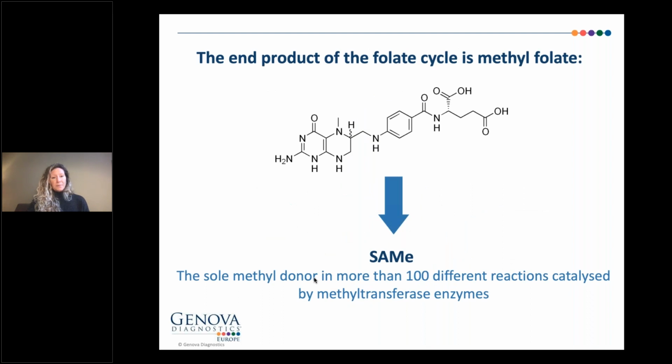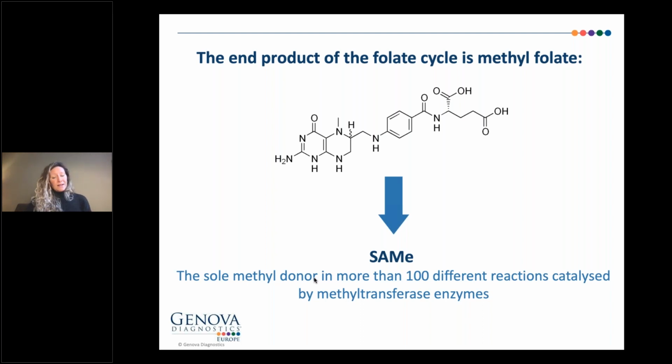So finally, the end product of the folate cycle, as we all know, is methylfolate or 5-MTHF. And this provides a methyl group to the methionine cycle for the conversion of homocysteine to methionine. And methionine will eventually be converted into SAMe. And SAMe is the sole methyl donor in more than 100 different reactions catalyzed by methyltransferase enzymes.